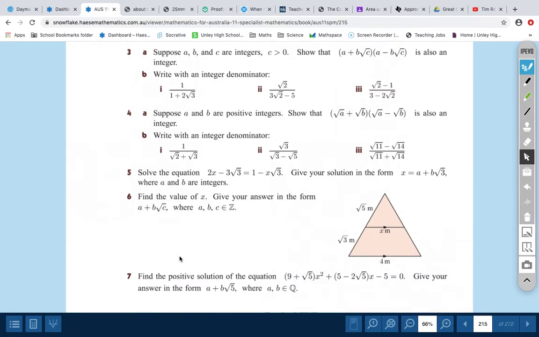Phantasmagorical. Okay, I wanted to get into some of the more interesting questions in 7C. We're going to look at question 5. We have to solve this equation, i.e. find out what x is. They're saying that I'll be able to do this with no denominator and just get an a plus b root 3. Okay, well, let's go with that.